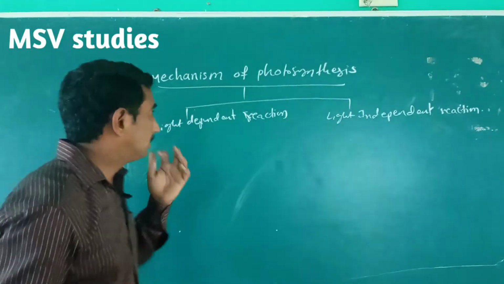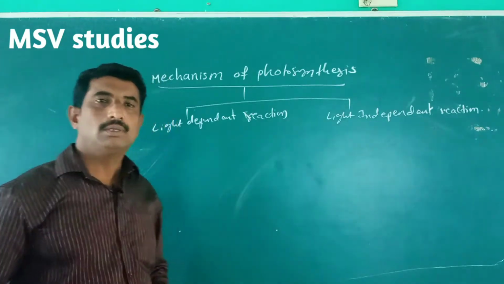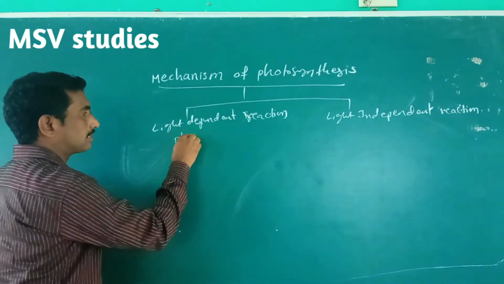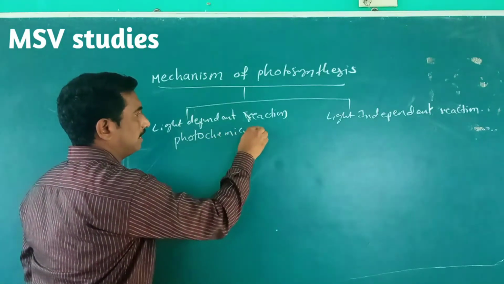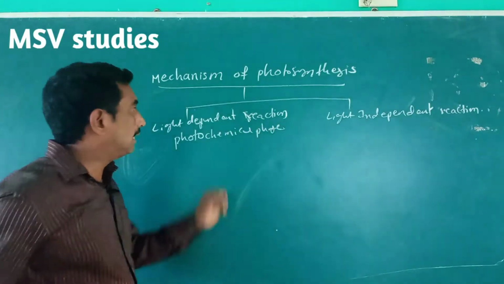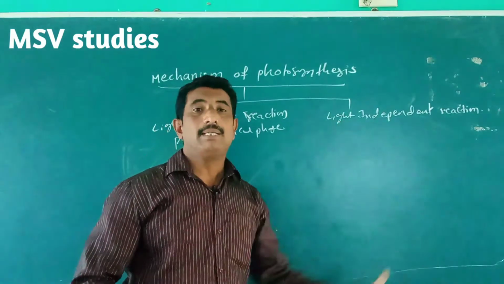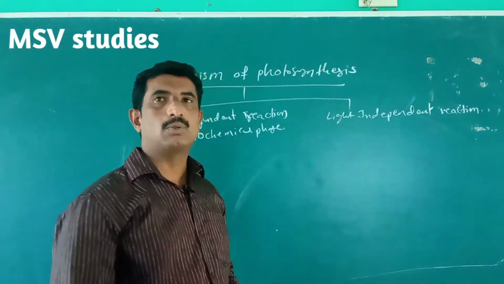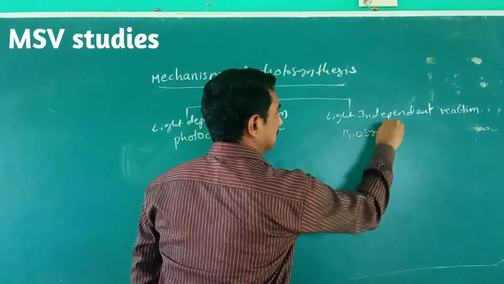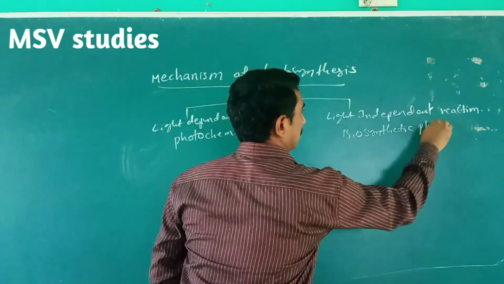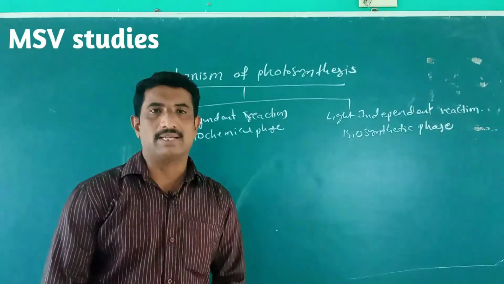Okay. Now the light dependent reaction is also known as the photochemical phase. Children, another name: the light dependent reaction is also known as the photochemical phase. Now the light independent reaction is also known as the biosynthetic phase. Photochemical phase or biosynthetic phase.